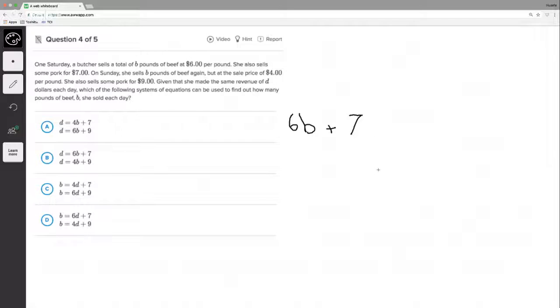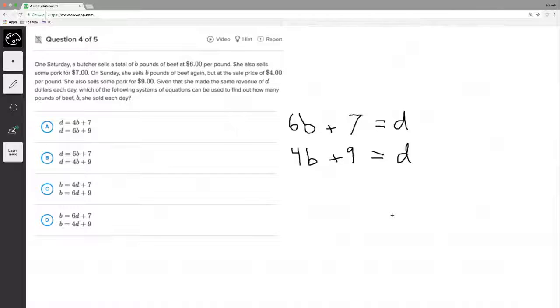On Sunday, she sells B pounds of beef again, but at the sale price of $4. She also sells some pork for $9. Given that she made the same revenue of D dollars each day, oh, well, look at that. Both of these equal the same total. Which of the following? That's basically it. We've just solved this problem.